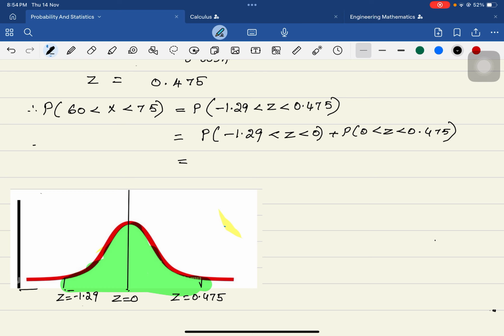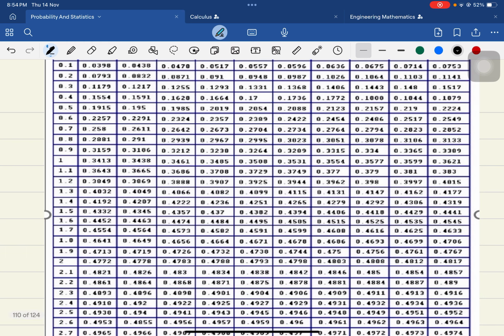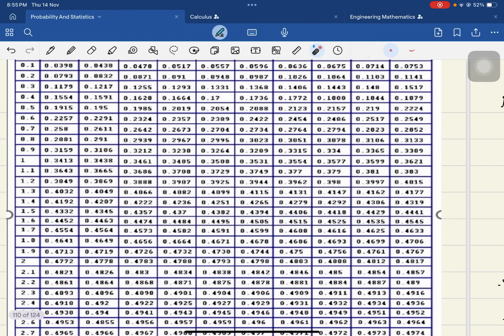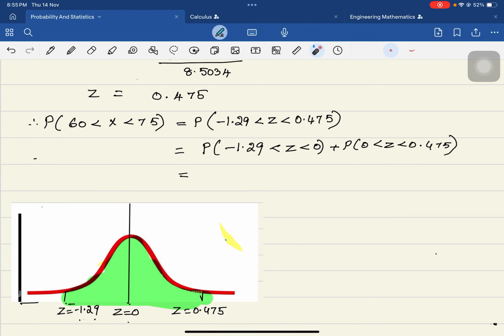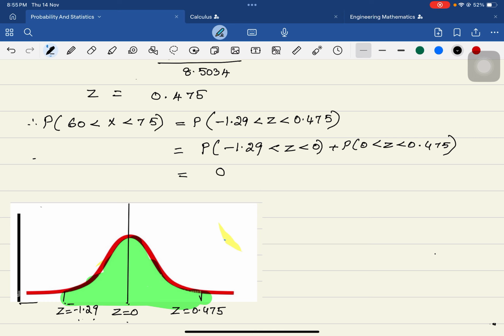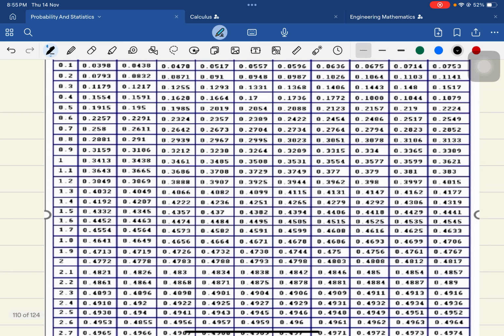Let us now see, 0 to 1.29 is the same as minus 1.29 to 0, because the curve is symmetric. So, 0 to 1.29, that means let us see at 1.2 at 9, what is the corresponding value? That is given by 0.4015. So, this is the area covered in this region. So, what you can say now is this is 0.4015 plus the probability of z lies between 0 to 0.475.